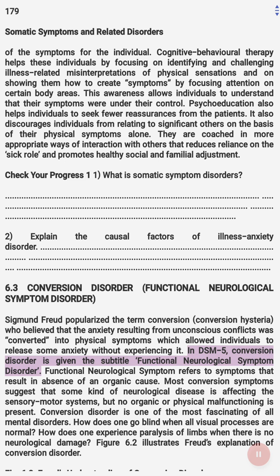In DSM-5, conversion disorder is given the subtitle Functional Neurological Symptom Disorder. Functional neurological symptom refers to symptoms that result in absence of an organic cause. Most conversion symptoms suggest that some kind of neurological disease is affecting the sensory motor systems, but no organic or physical malfunctioning is present. Conversion disorder is one of the most fascinating of all mental disorders. How does one go blind when all visual processes are normal? How does one experience paralysis of limbs when there is no neurological damage?